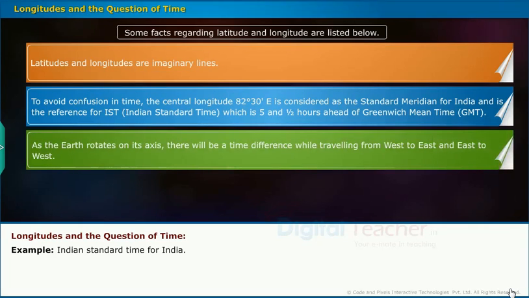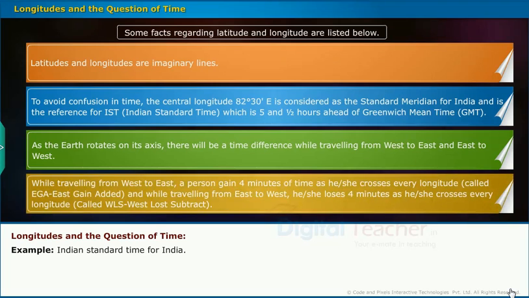As the Earth rotates on its axis, there will be a time difference while traveling from west to east and east to west. While traveling from west to east, a person gains 4 minutes of time as he or she crosses every longitude, called EGA, east gain add. And while traveling from east to west, he or she loses 4 minutes as he or she crosses every longitude, called WLS, west lose subtract.